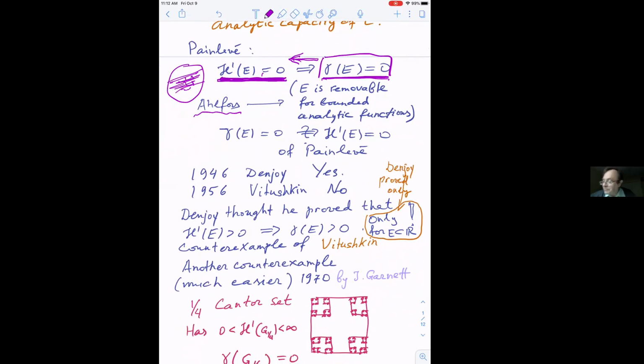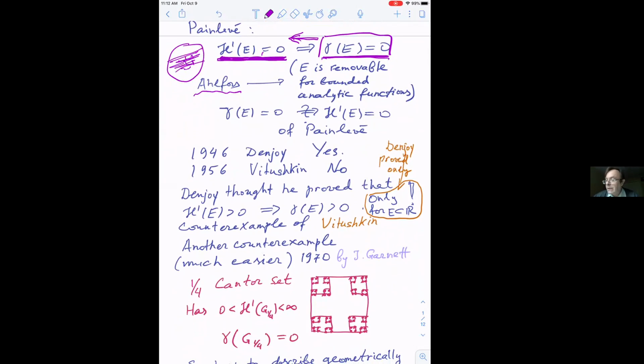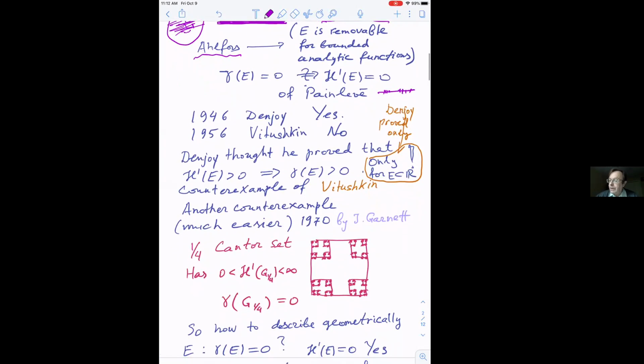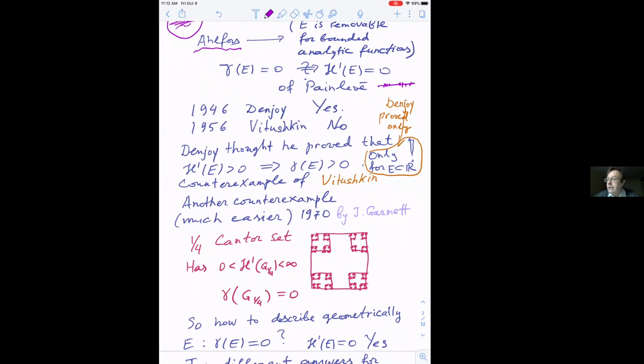Okay, so Vitushkin was right. That's not the answer. What Danjoy actually proved is that if this E has an extra property that it lies on the line, then yes. Okay. But that's a very small piece of the answer. So Vitushkin constructed a set which is removable and has a positive length. His construction was complicated. It was a difficult construction.